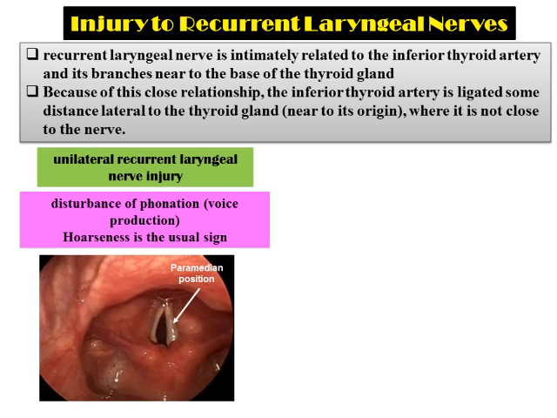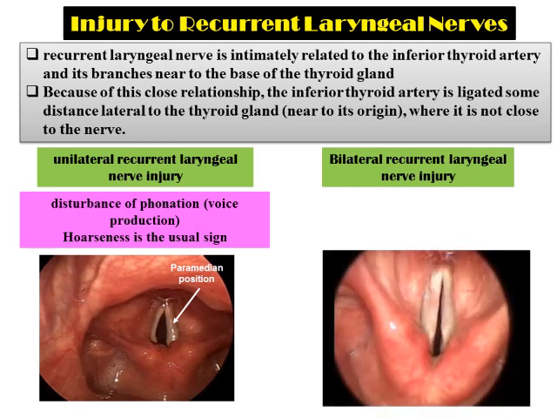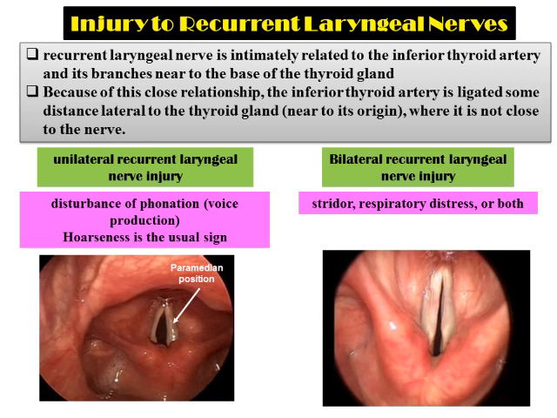But in the case of bilateral recurrent laryngeal nerve injury, both vocal cords will become in the paramedian position. This will result in stridor or respiratory distress or pause, with no or little affection of the voice production.